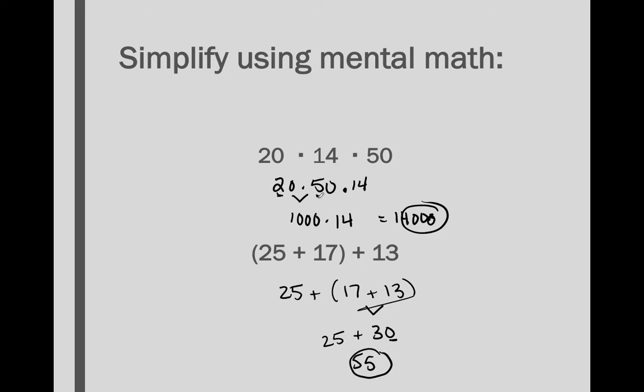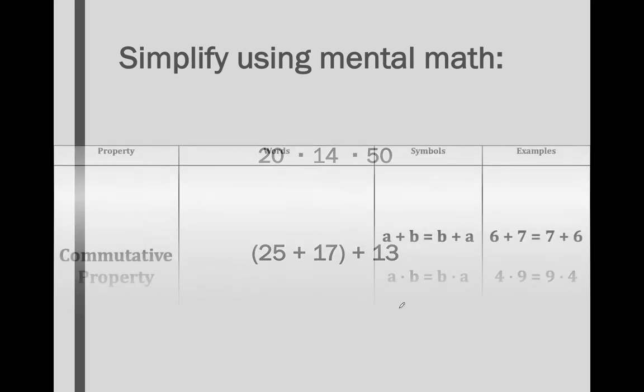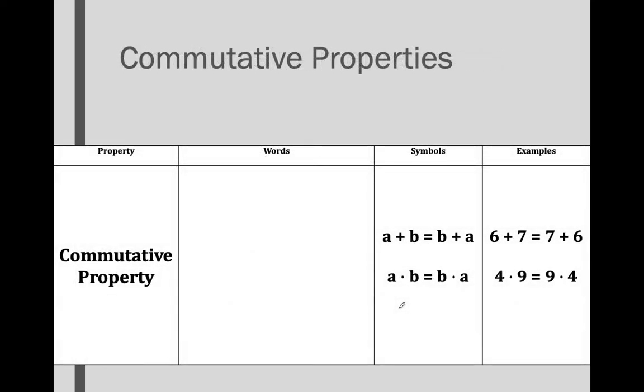So our strategy for both of these is to multiply or add two numbers together that will end in a 0, because it's a lot easier to continue to solve the problem from there and add on or multiply on to these numbers than the original problem. The properties of numbers that we're going to discuss today allow us to do that. So let's first look at the commutative property.